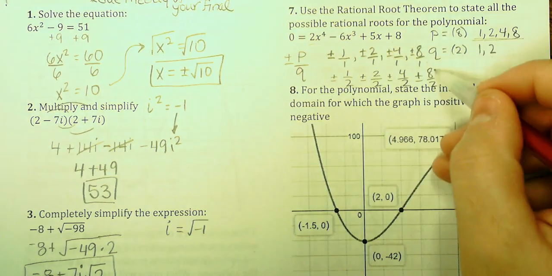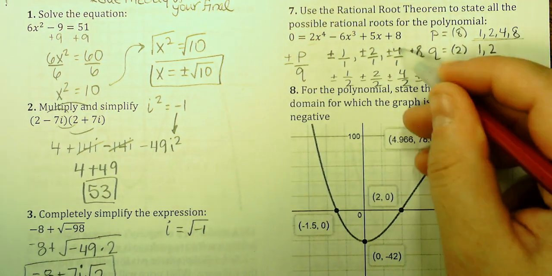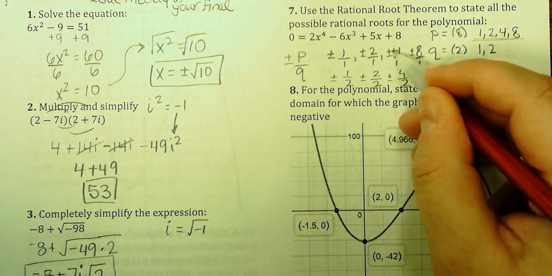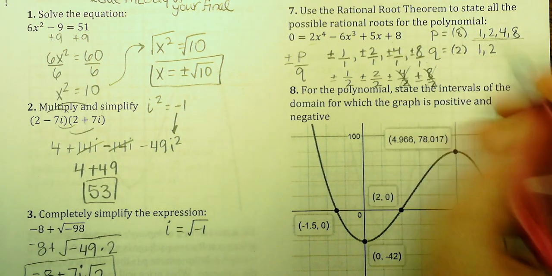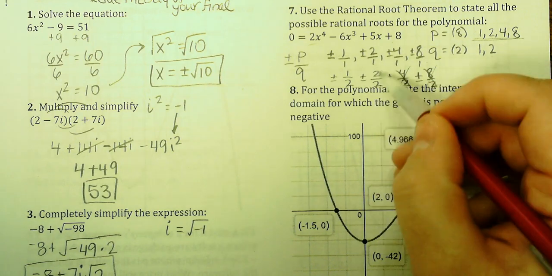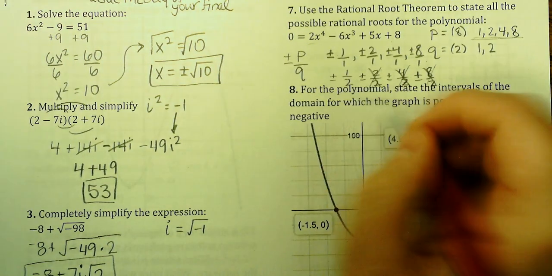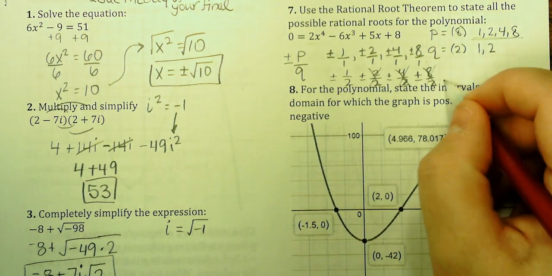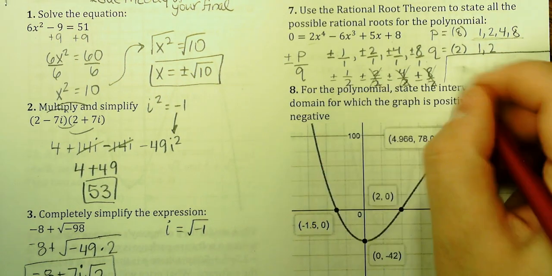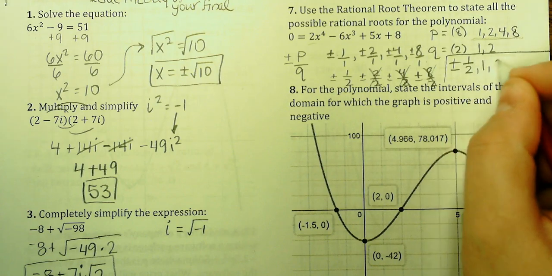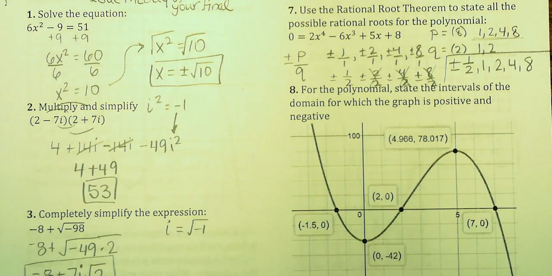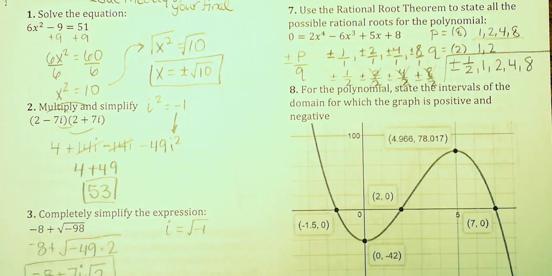Now, if we simplified these, 8 over 2 is 4. So we've already got that covered. 4 over 2 is 2. We've already got that covered. And 2 over 2 is equal to 1. So we've already got that covered. So in terms of my answer here, I'd write plus or minus all these values. I just don't have a lot of space. We have 1/2, 1, 2, 4, and 8. Those are all the possible rational roots for this polynomial function.